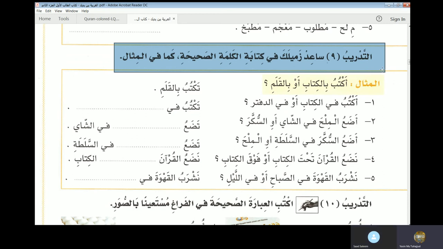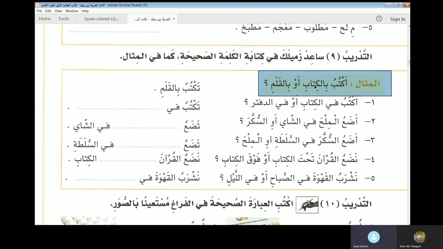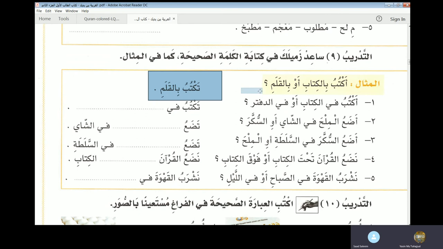Your colleague helps you in writing the correct words, like in the example. Your friend will ask you, "Aktubu bil kitabi aw bil kalami?" May I write with the book or with the pen? So writing with the book is not possible. So you will say to him, "Aktubu bil kalami," write with the pen. Okay. Next.